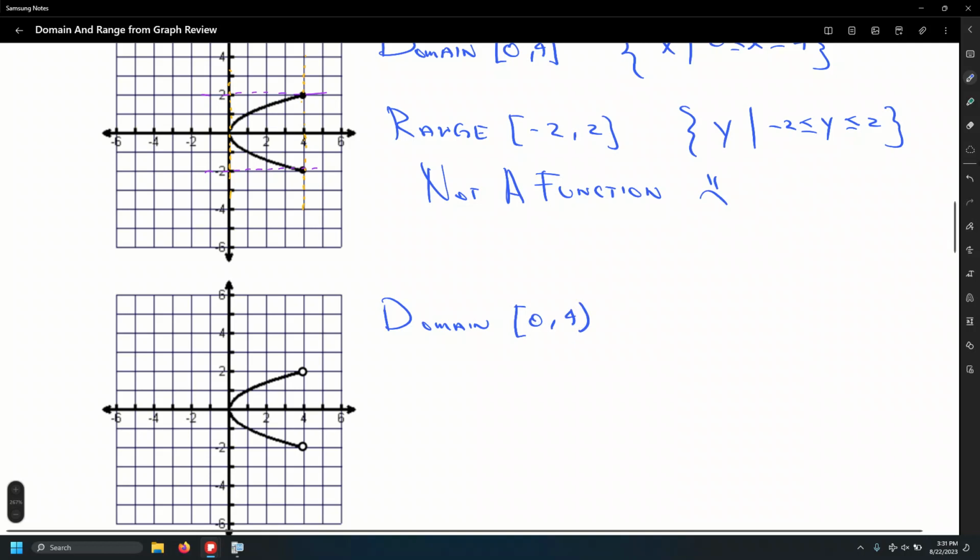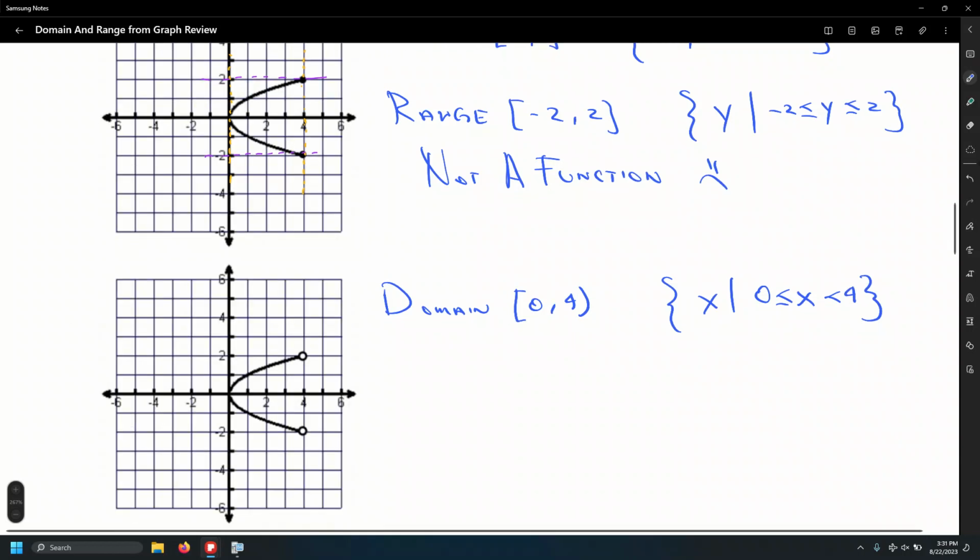We exclude the 4. And well, that means x such that x varies between x equal to 0 and just less than, not less than or equal to 4. All right? And range, that's going to go, well, same. It's going to go from -2 to 2. All right?